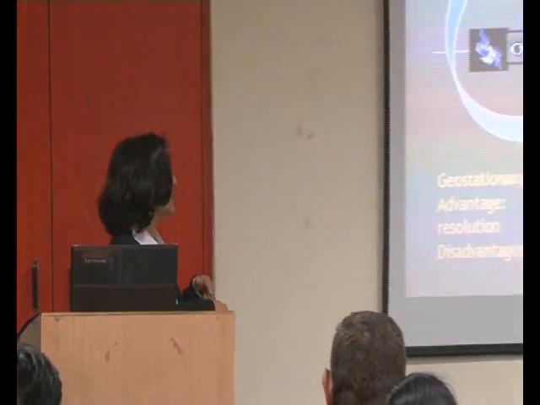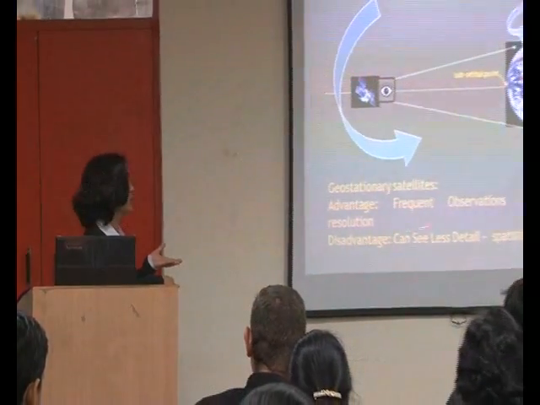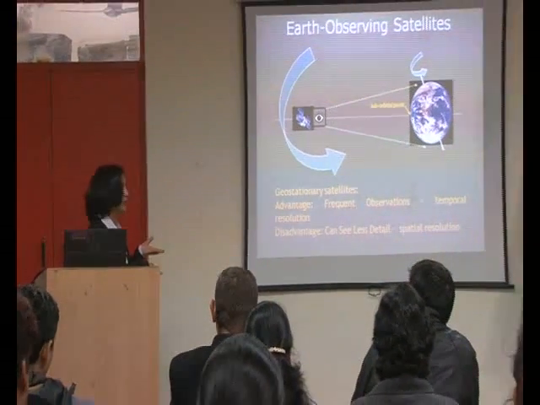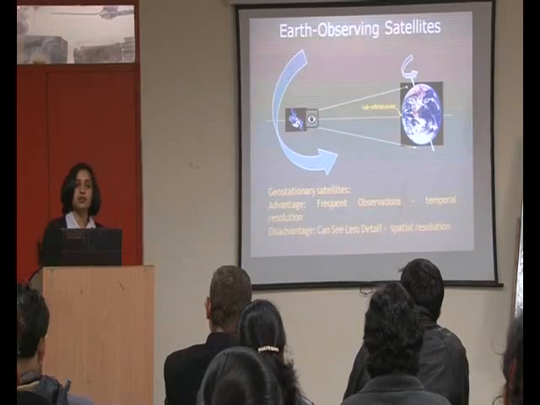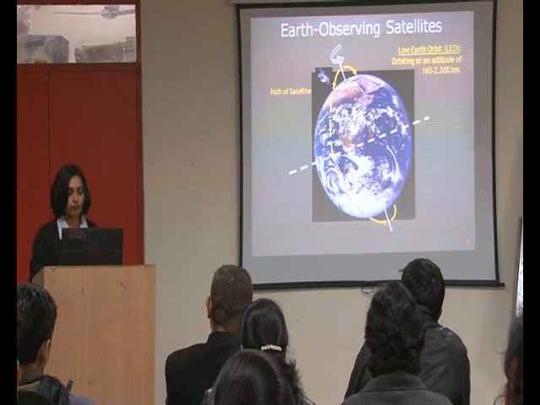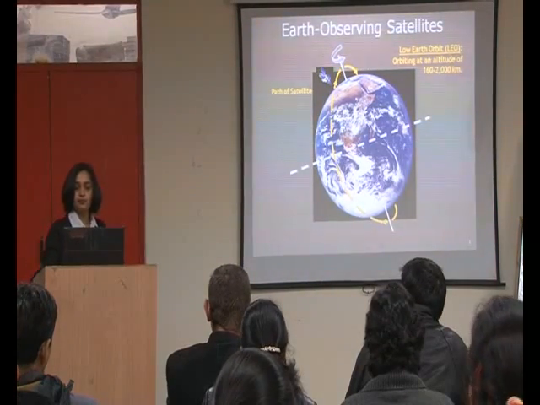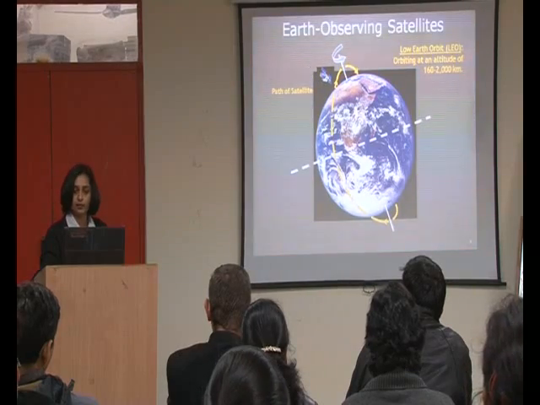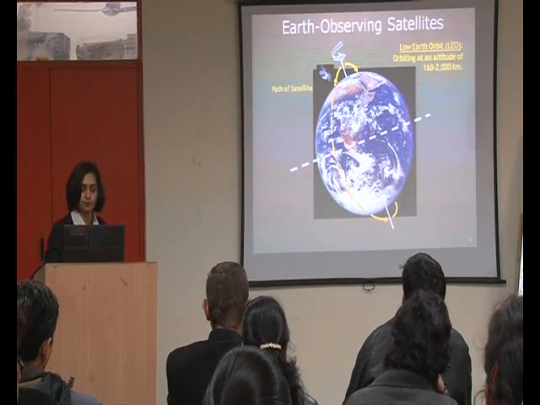Okay. What is the disadvantage? We already talked about this. You can see less details. Okay. So your spatial resolution is low. Okay. Now we already saw what the altitude of the low Earth orbit can be.